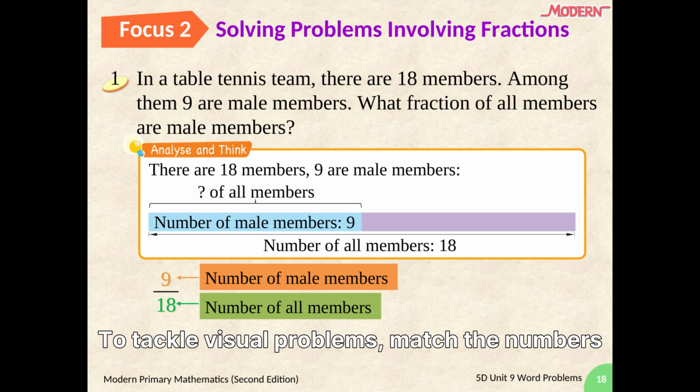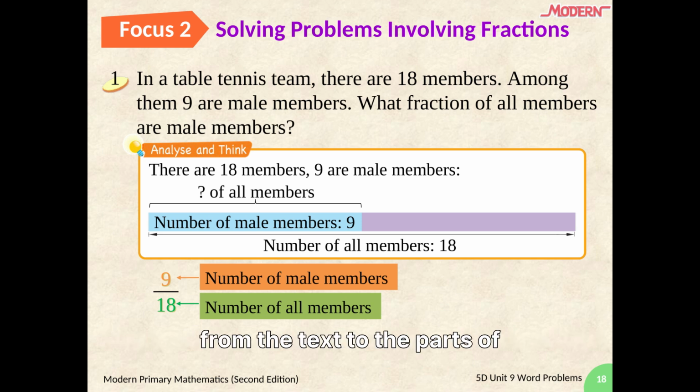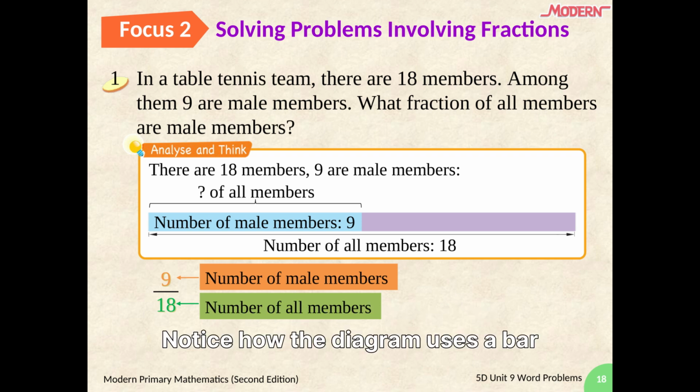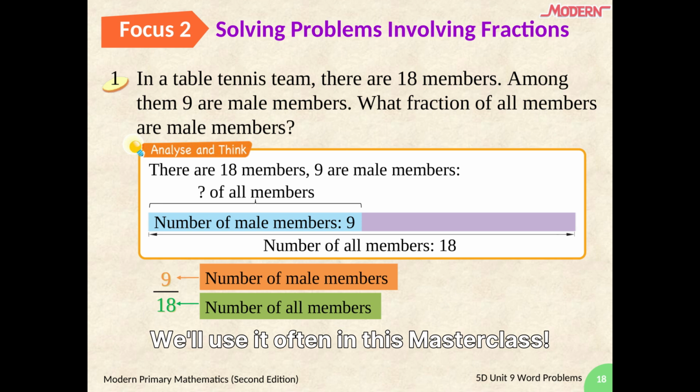To tackle visual problems, match the numbers from the text to the parts of the diagram. This thinking way makes the calculation obvious. Notice how the diagram uses a bar model. This is a very powerful tool for solving any word problem. We'll use it often in this masterclass.